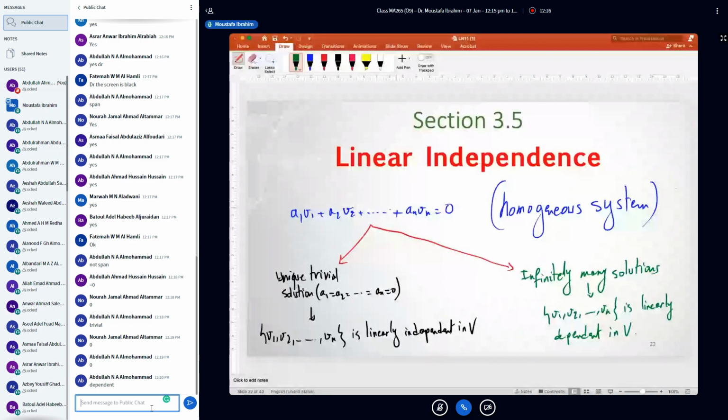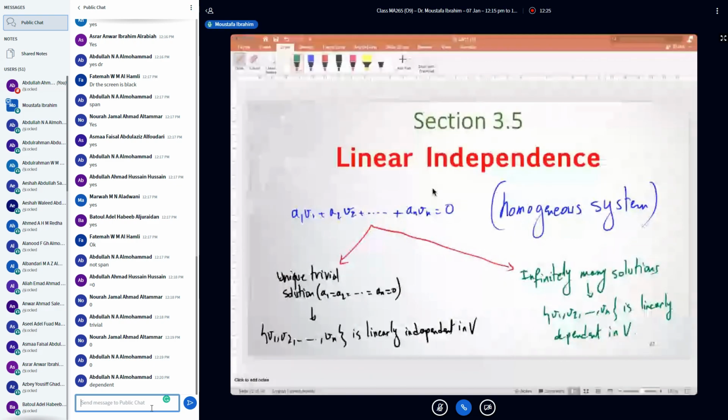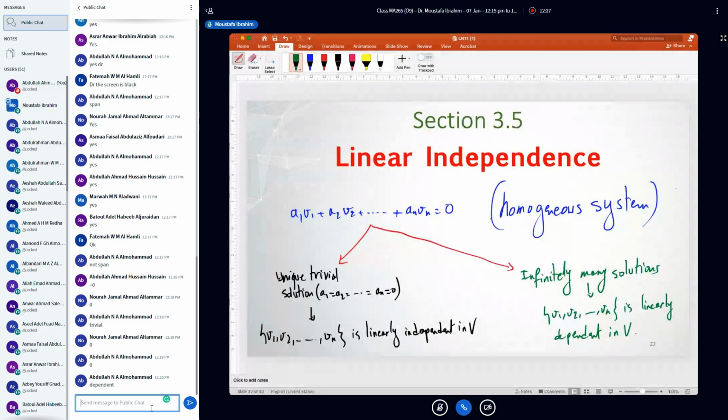So you write the homogeneous system. You take the augmented matrix. You solve, and if you have a unique solution it means independent. Infinitely many solutions means dependent. Is it clear? So this is what we will do in this section.